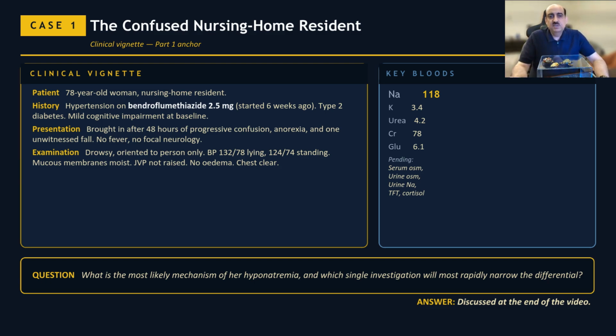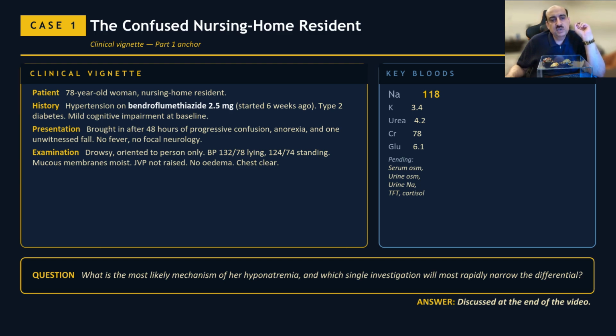Clinical examination reveals that she is drowsy but oriented to person only. She is normotensive without any postural hypotension. Her mucous membranes are moist. The JVP is not raised. There is no peripheral edema, and the chest is clear to auscultation. Serum sodium is 118. The rest of the chemistry is in front of you, which is relatively unremarkable. The key question is: what is the most likely mechanism of her hyponatremia, and which single investigation will most rapidly narrow your differential diagnosis?